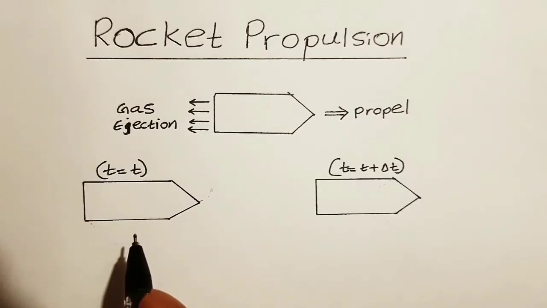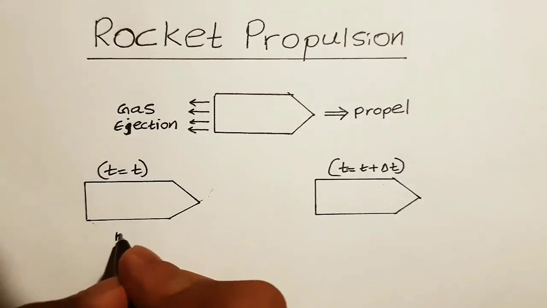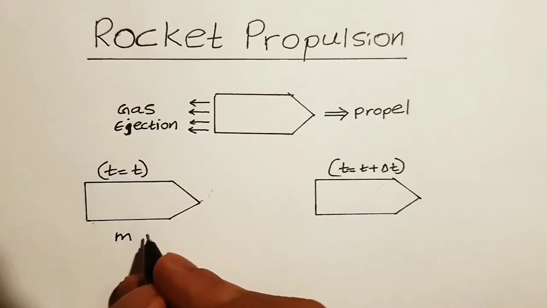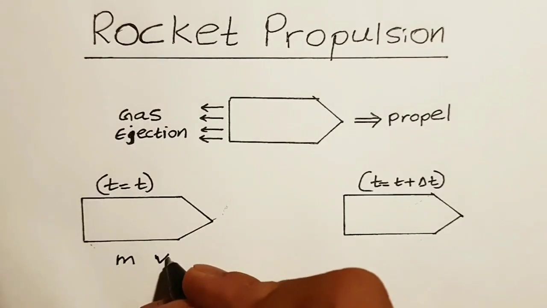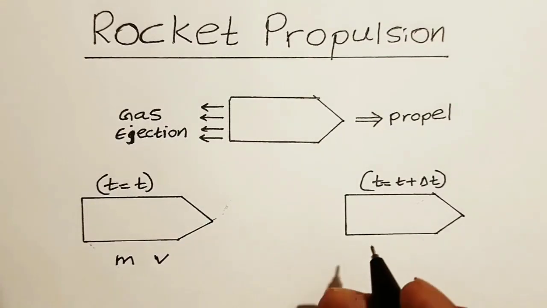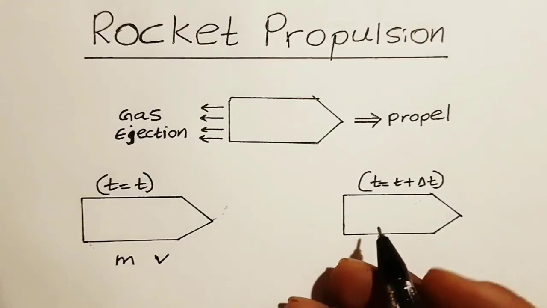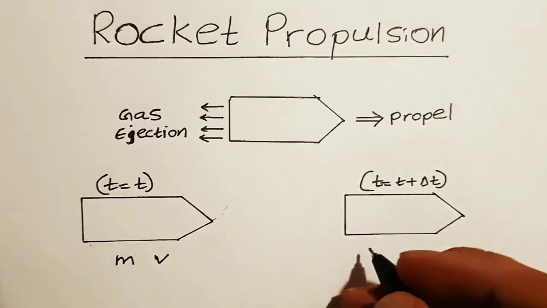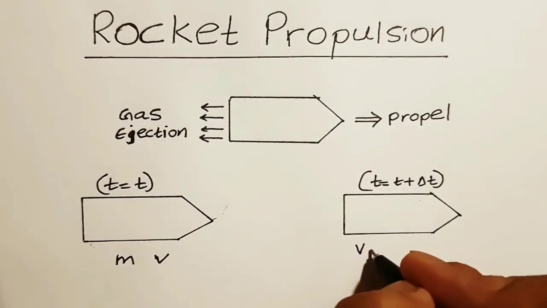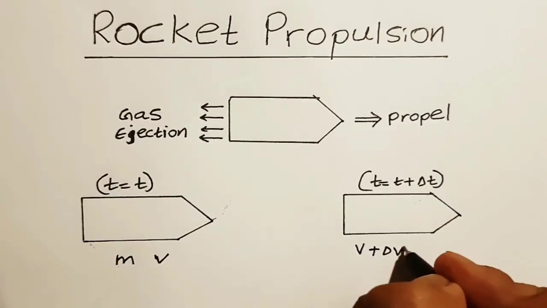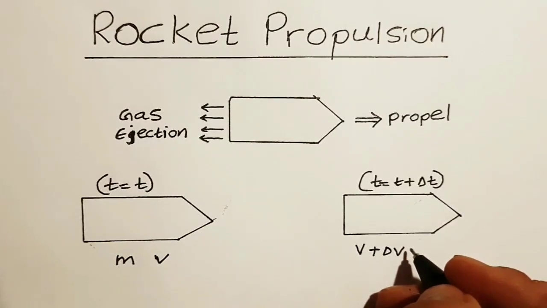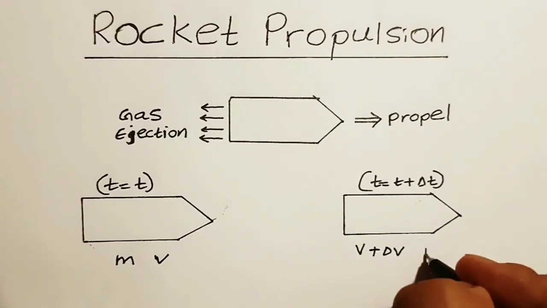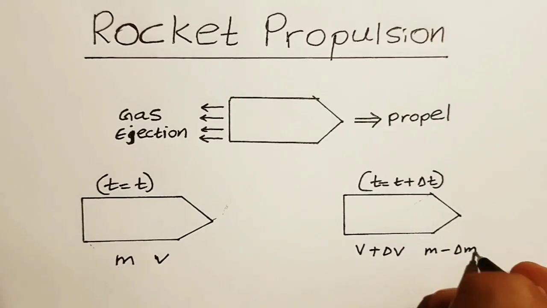Initially, the rocket carries a mass m, which is the mass of the fuel as well as the mass of the rocket. And at this moment, the rocket is traveling with a velocity of v. In the other situation, after a particular time t plus delta t after the initial motion, the rocket is moving with a velocity v plus delta v, and at this instant the mass has decreased, so the mass would be m minus delta m.